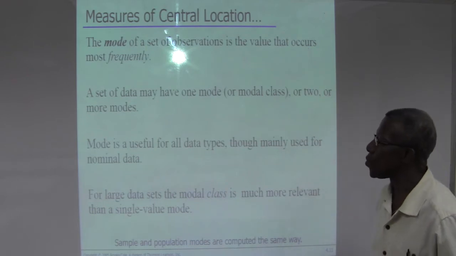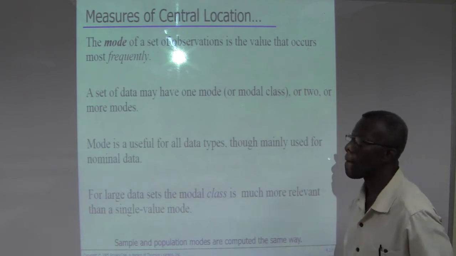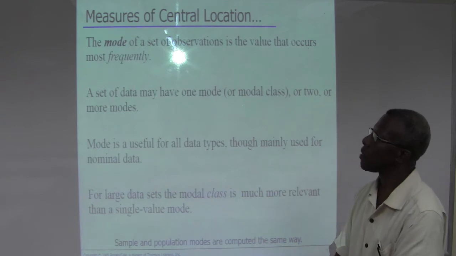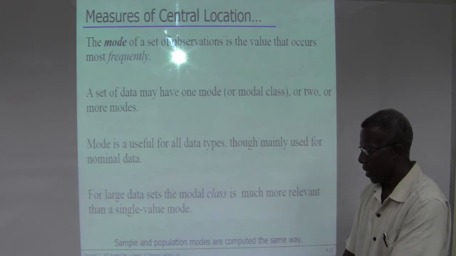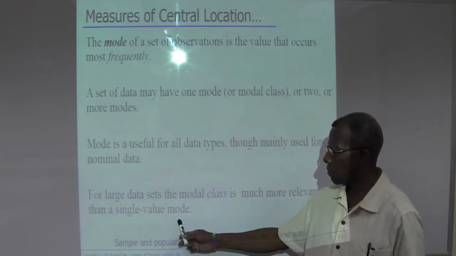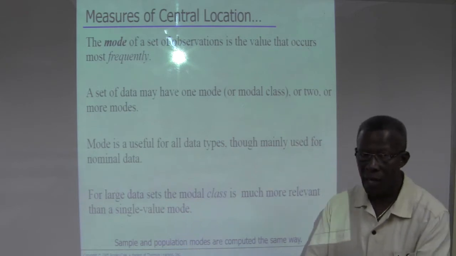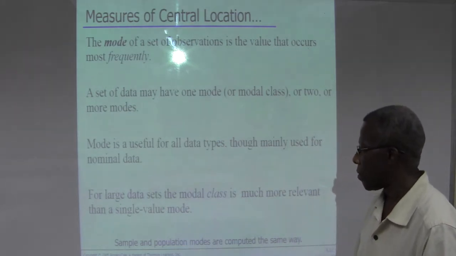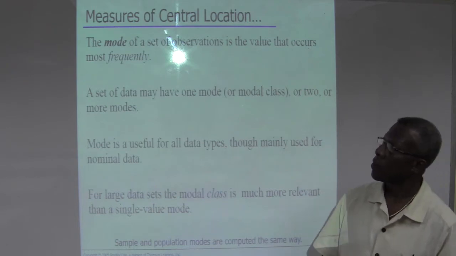As we said, the mode is useful for all types of data, though mainly used for nominal data, which we had covered earlier in our course. For large data sets, the modal class is much more relevant than a single valued mode. So in terms of lots of data, you group your data into classes and you use the modal class. Sample and population modes are computed in exactly the same way, right? No differentiation.